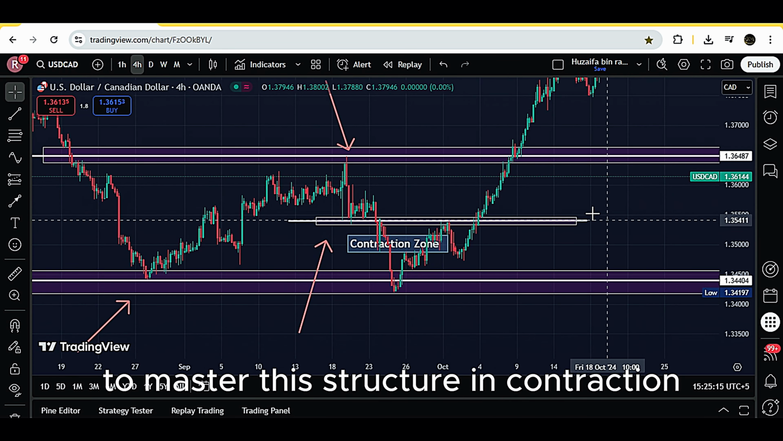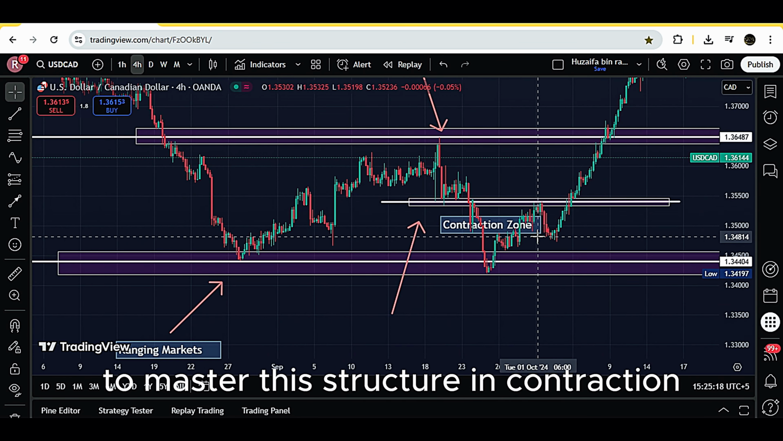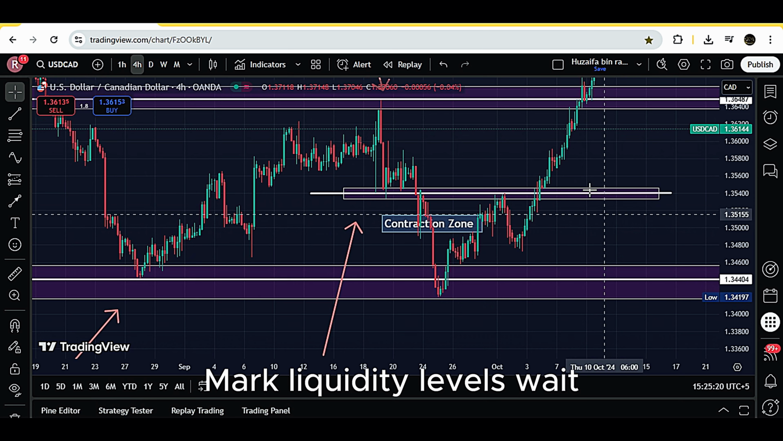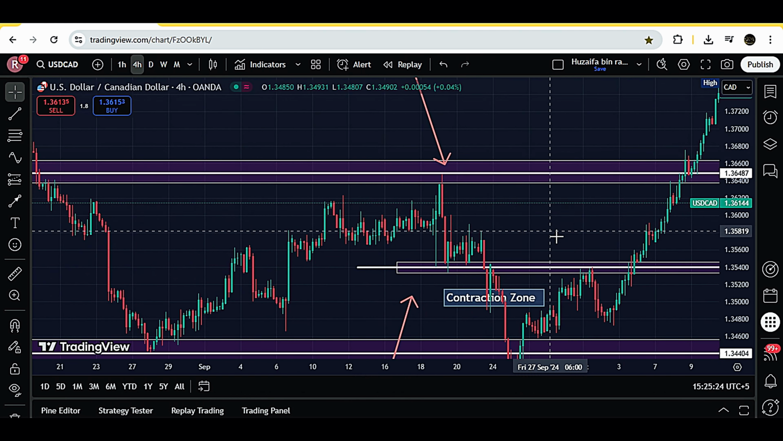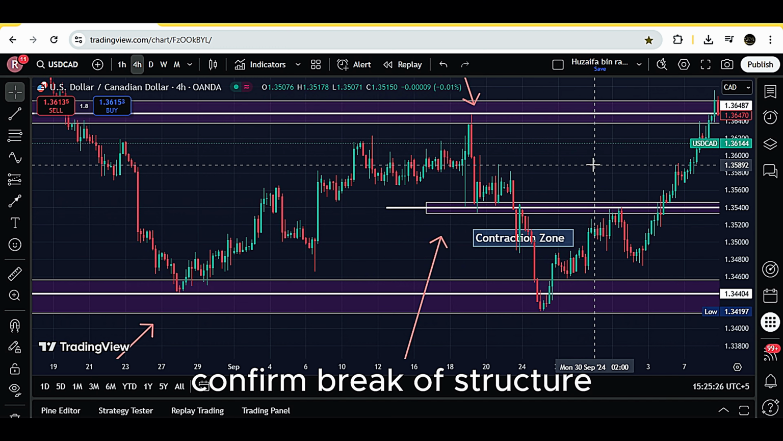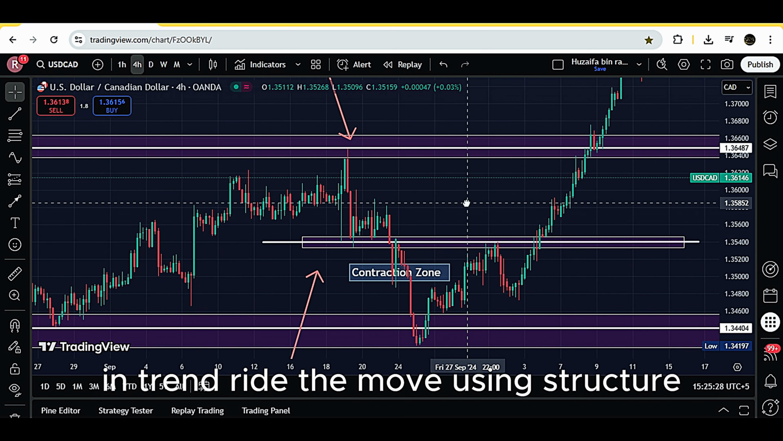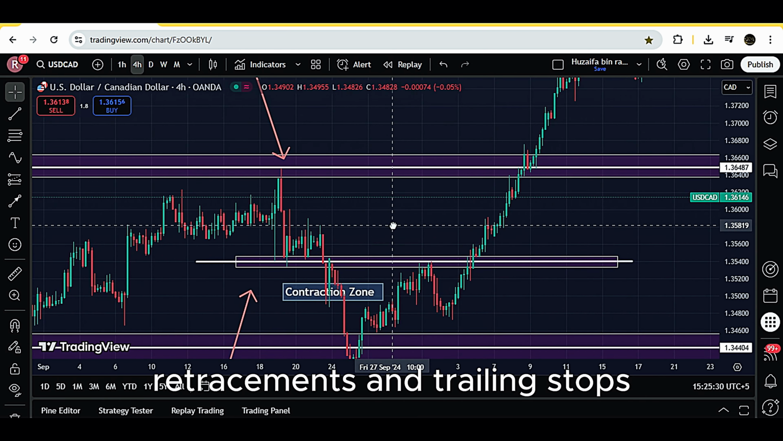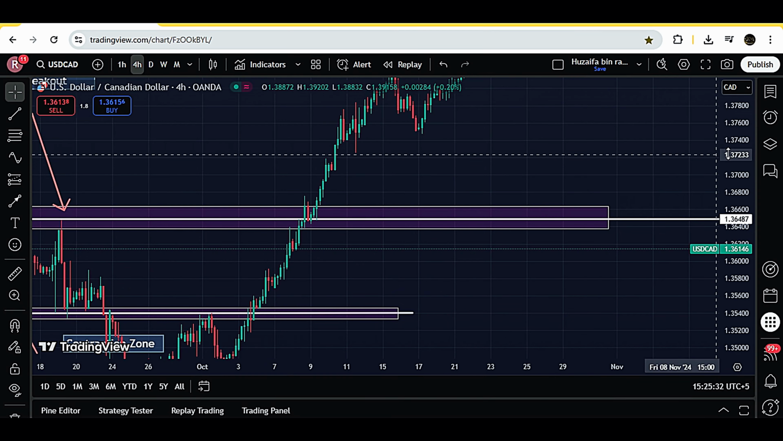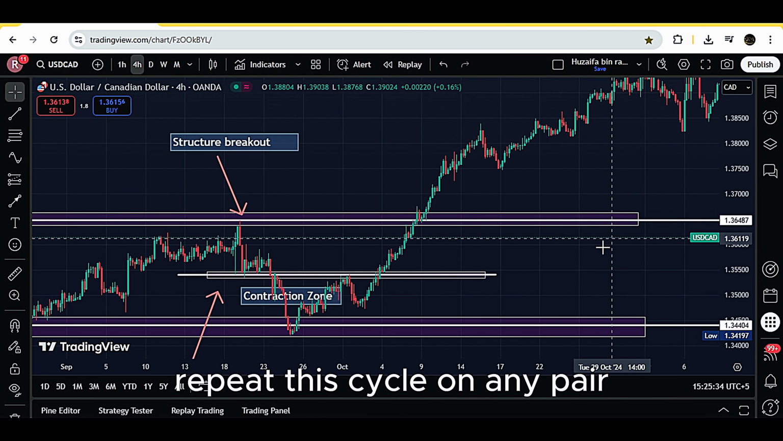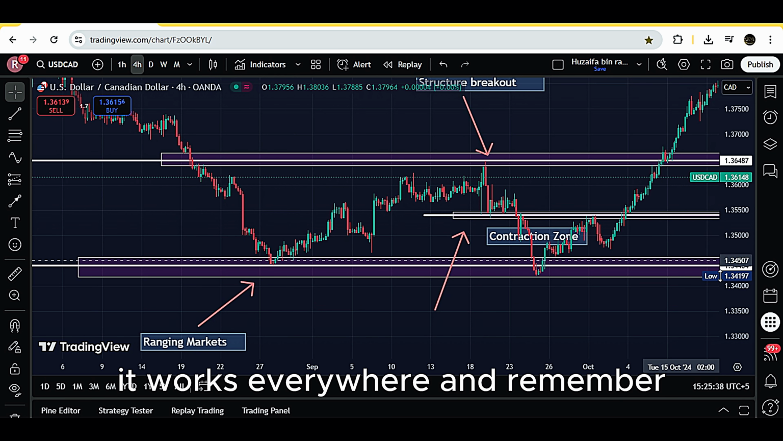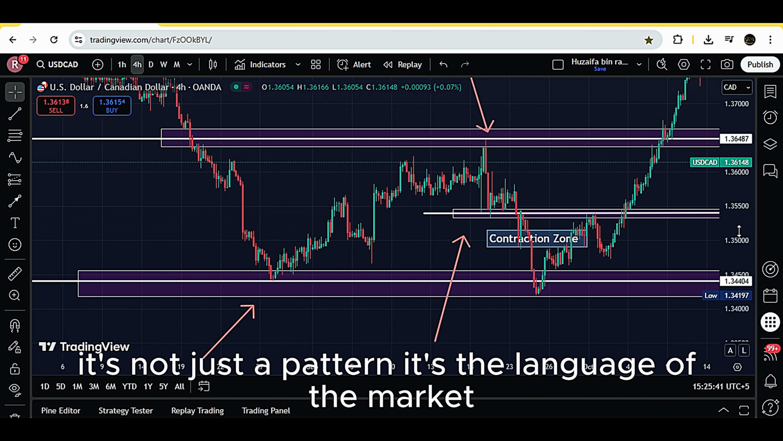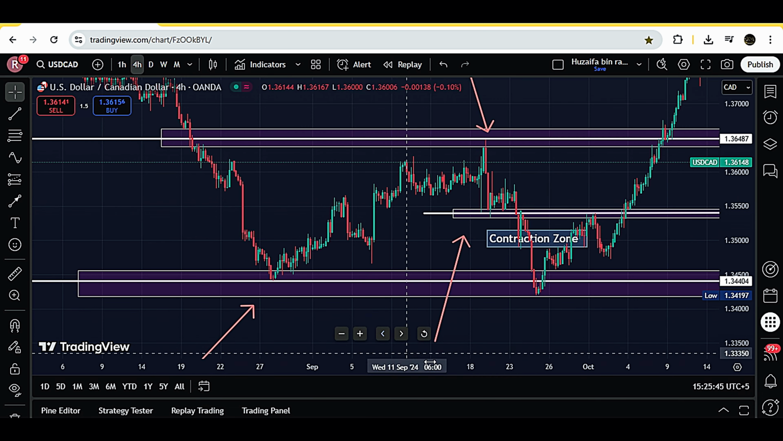To master this structure, in contraction, mark liquidity levels. Wait. In expansion, watch for manipulation, confirm break of structure. In trend, ride the move using structure, retracements, and trailing stops. Repeat this cycle on any pair, any time frame. It's fractal. It works everywhere. And remember, it's not just a pattern, it's the language of the market.